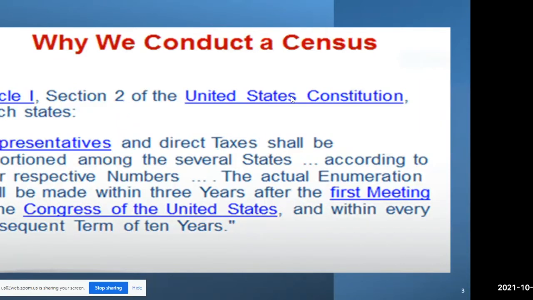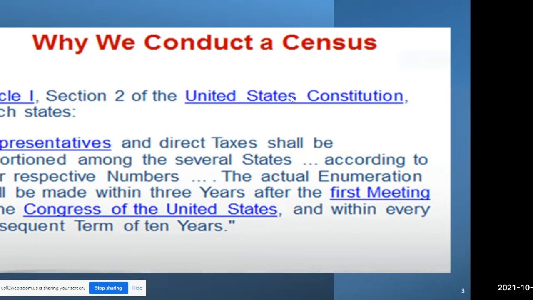Representatives and direct taxes shall be apportioned among the states according to their respective numbers. And as you know, the more people a state has, the more voice it has in the House of Representatives. The Constitution went on to say that the enumeration or count should be made within 3 years after the first meeting of Congress. Again, that was 1787, and within every subsequent term of 10 years. So that is the reason that every 10 years, or the year that ends in 0, we conduct the census.